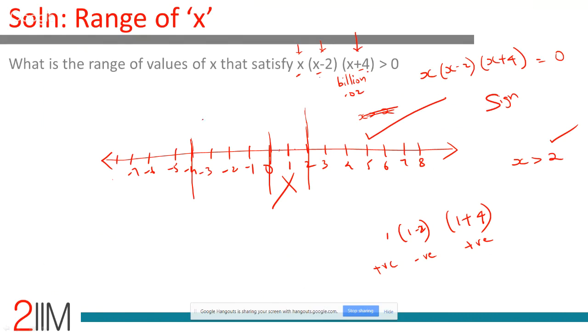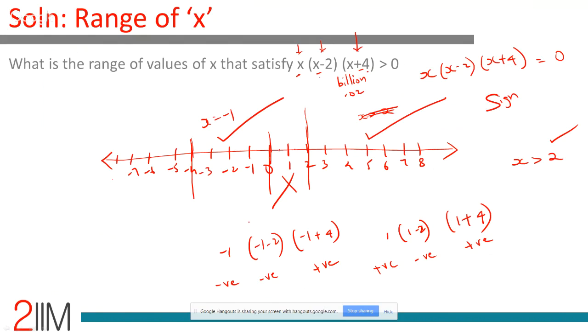Now let's go this side. Let me put x equal to minus 1. So minus 1 into minus 1 minus 2 into minus 1 plus 4. This is negative, this is negative, this is positive. Product of two negative numbers is positive. Product of these two is positive, into positive, will be positive. Here it works. So the entire range from minus 4 to 0, it will work.